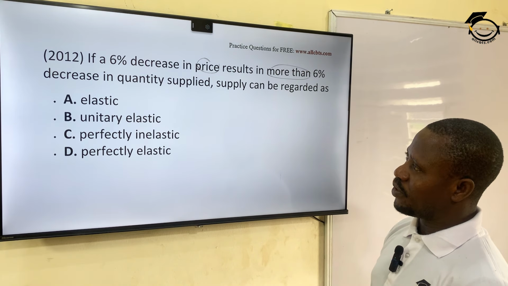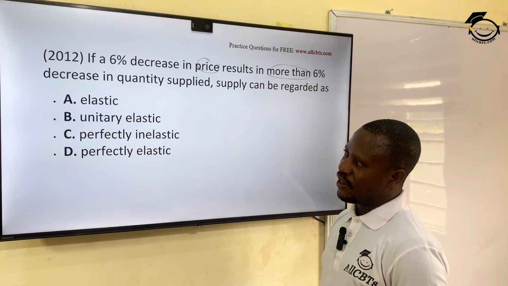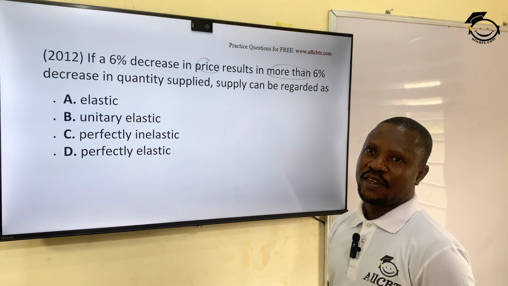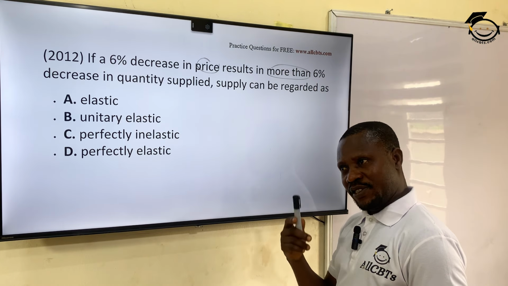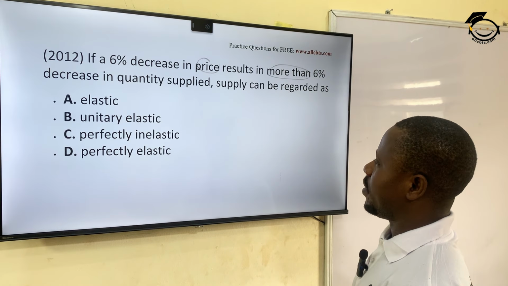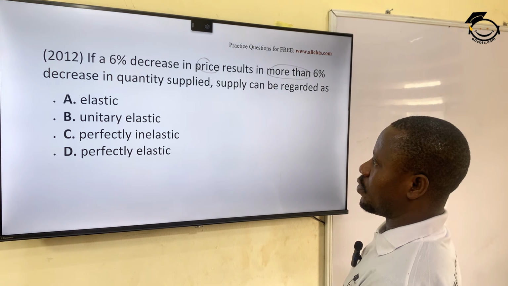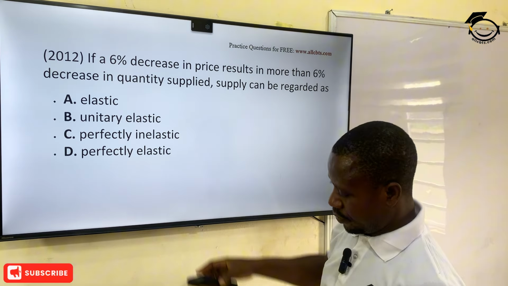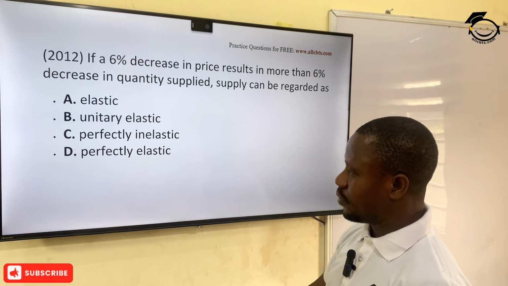Supply can be regarded as what? Elastic, unitary elastic, permanently inelastic, permanently elastic. Supply is elastic, because a drastic change leads to a more drastic change. So supply is elastic. Option A. Okay? Let's move to the next question.